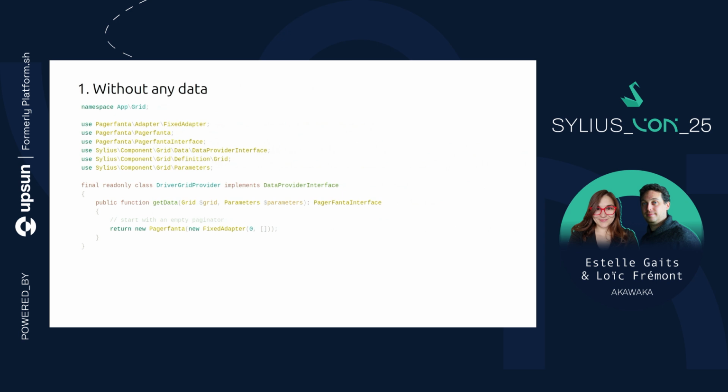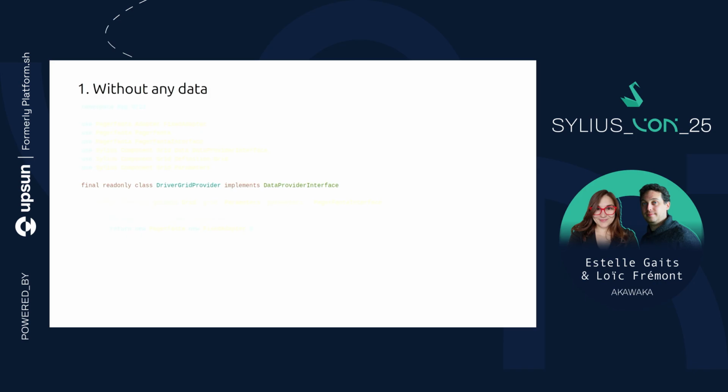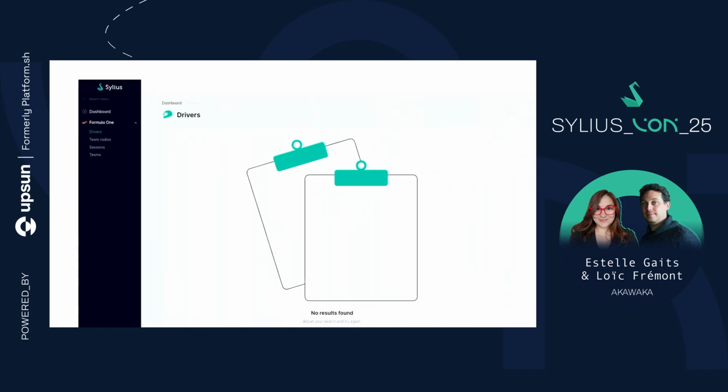First step, let's write an empty data provider. We just need to implement the data provider interface from the grid package, like this. And it requires a get data method. You can return everything you want, but the default template will handle Pagerfanta objects, so let's create it. We use a fixed adapter with 0 data. And it works. Everything is well configured here. That means the grid is using our custom provider perfectly. So this is okay for the first step.